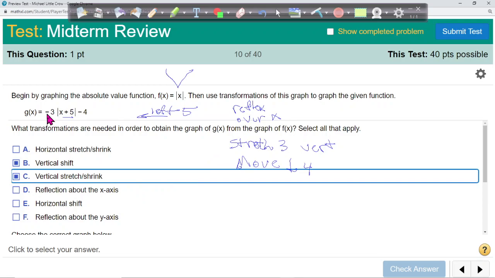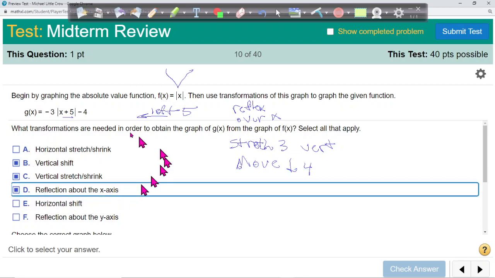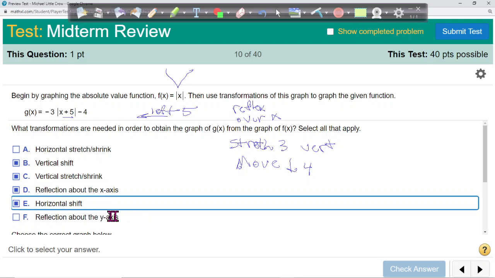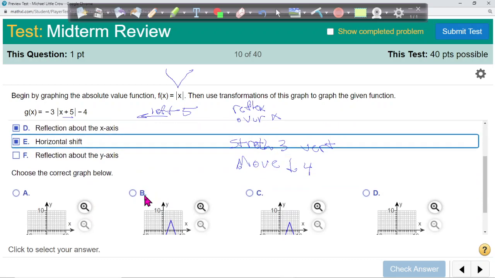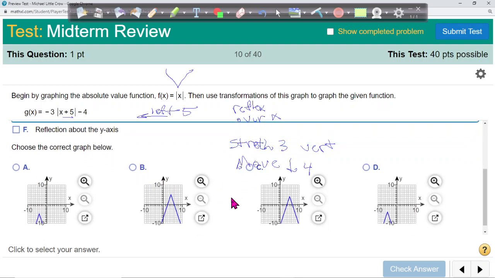Remember, the negative affects the y, so positive y's become negative y's and negative y's become positive y's. That's a flip over the x-axis. Okay, so just got to think. We're also doing a horizontal shift. We're going left or right here. Wow, a lot of stuff. We do not reflect it over the y. That would have to be a negative coming inside here somehow. And then now we can select our graph.